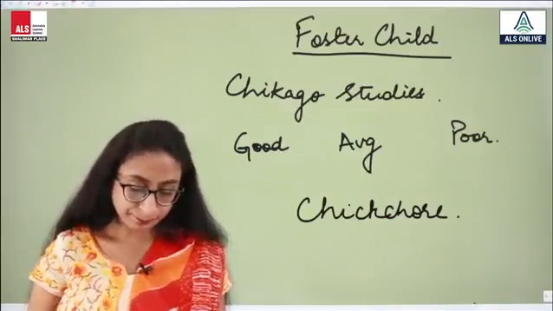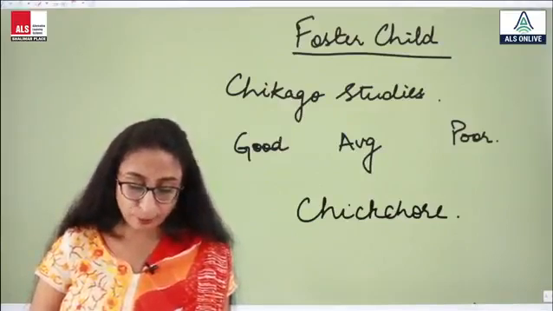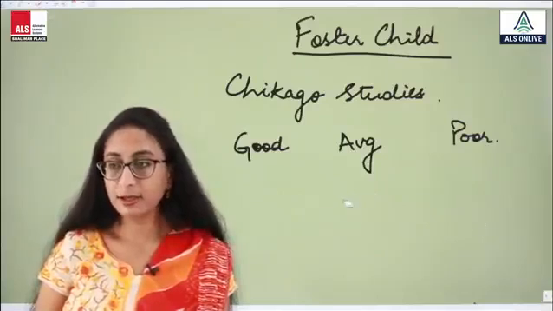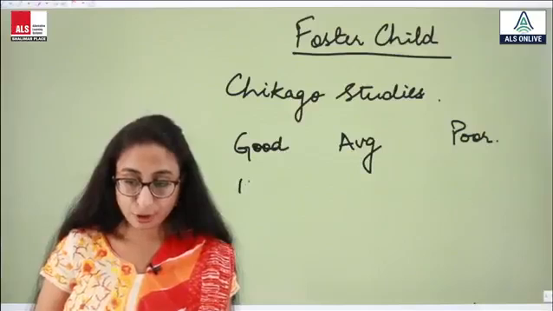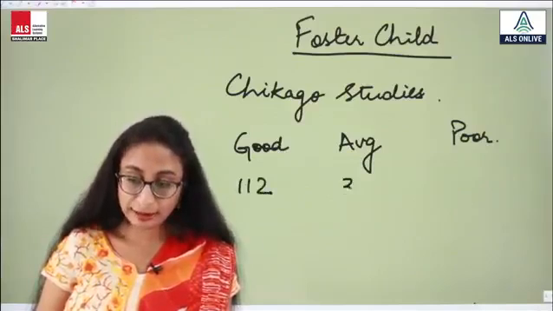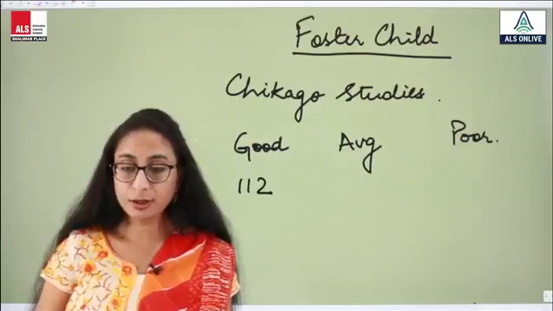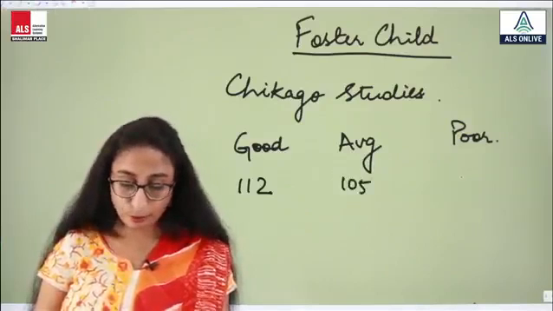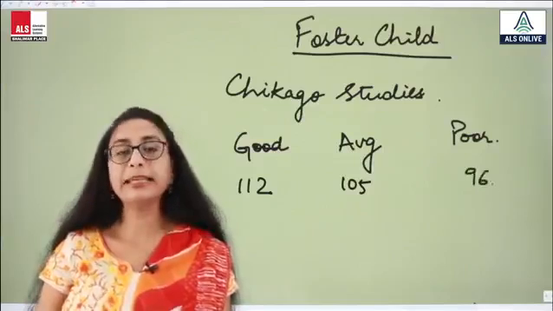So in the Chicago study, it reveals that in good homes, 45 adopted children scored 112 points, and then in average homes 39 children scored 105 points. Okay, and then in the poor homes, 27 adopted children scored an average of 96 points in the intelligence test.